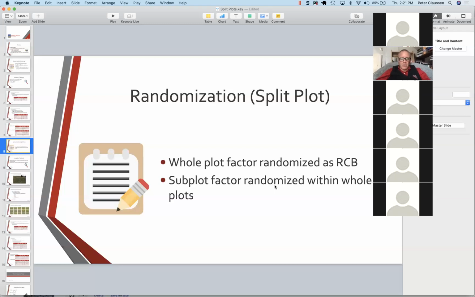Next week, I believe I'll be talking about repeated measures. Repeated measures share a lot in common with split plot, except for this part.